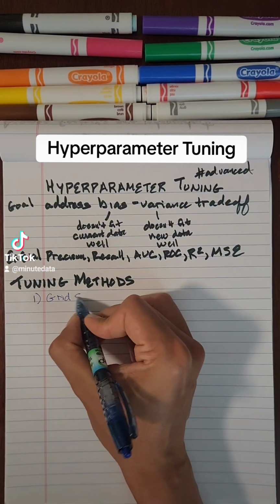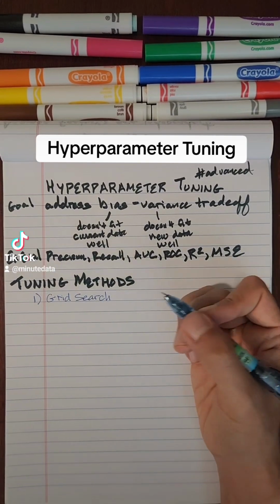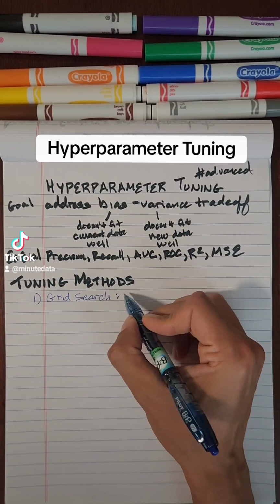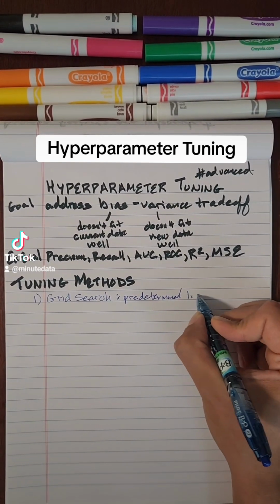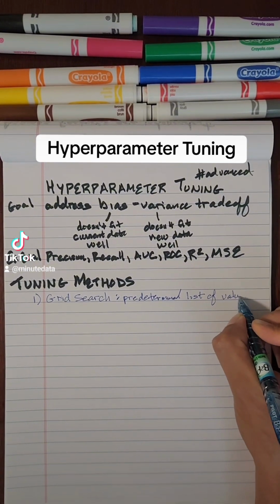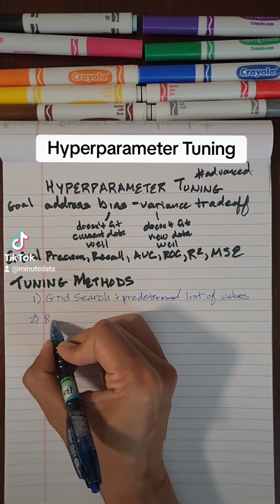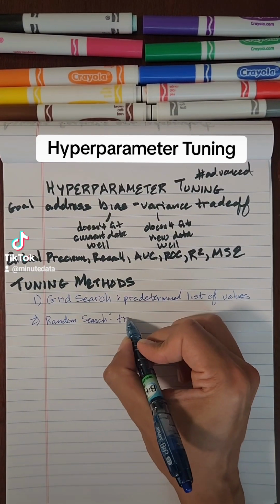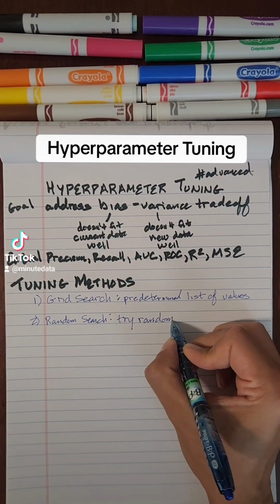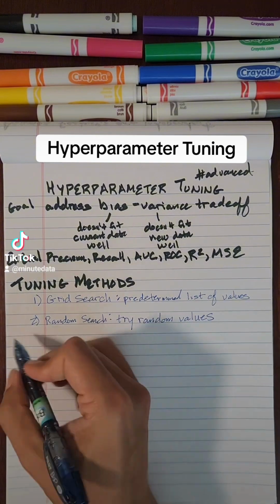One is grid search. Grid search is you search through a predetermined list of parameters, so list of values. Another method is random search, which, as the name suggests, is you try random values for your hyperparameters.